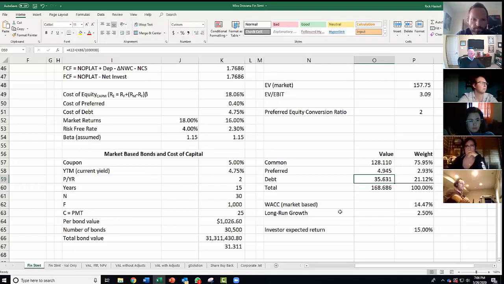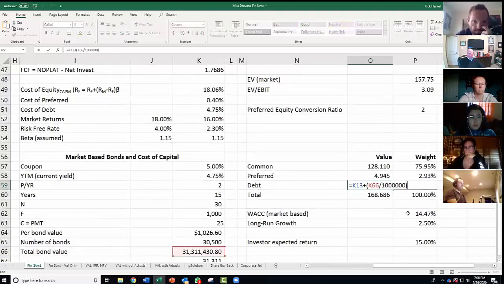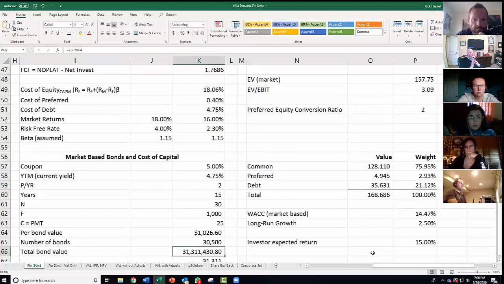059. Okay, so it's what I've got selected here. Yeah. So I put K13 plus K66 divided by K62. And I got some other value. And what value do you have for K66? Do you have the same value I do? 31,311,430? Yes. Okay. So does anybody know why this is giving Diana a spurious result, one that's different than mine?